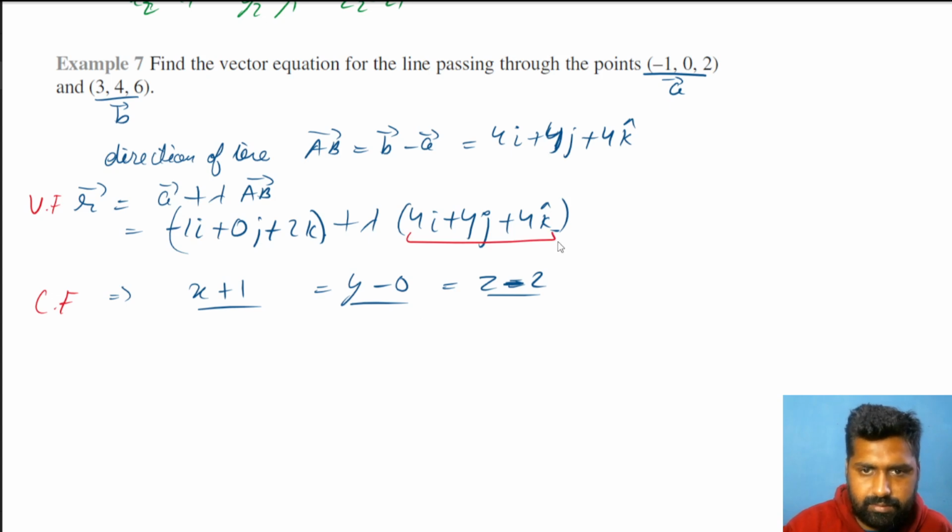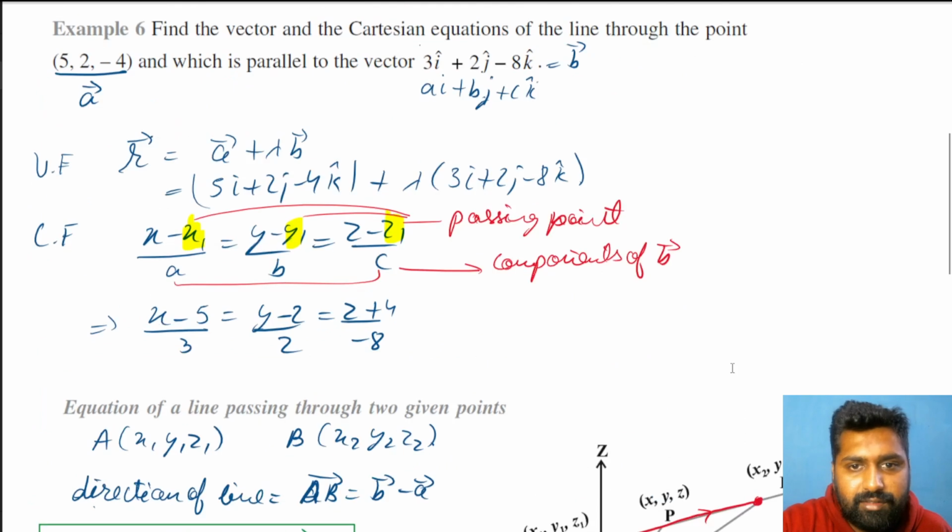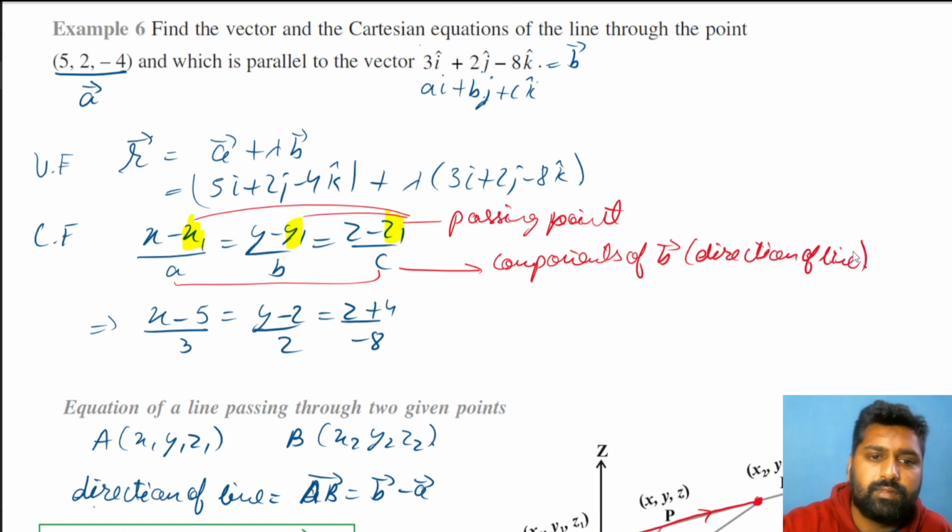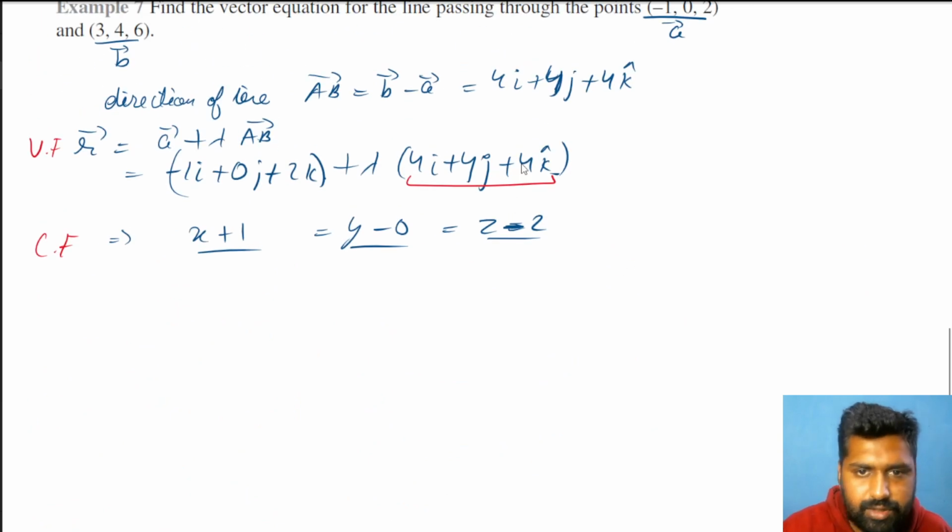Now it will create confusion: components of the B vector or components of the direction of the line? Components of the direction of the line. So this is the direction of the line. Their components will come in the denominator: 4, 4, 4. That's it. If I say components of the B vector, you might think I have to take 3, 4, 6. No. Whatever the components of the lambda factor are, those will come in the denominator. The passing point is the first one that is written. You write it in the numerator with subtraction: x minus minus 1, y minus 0, z minus 2.